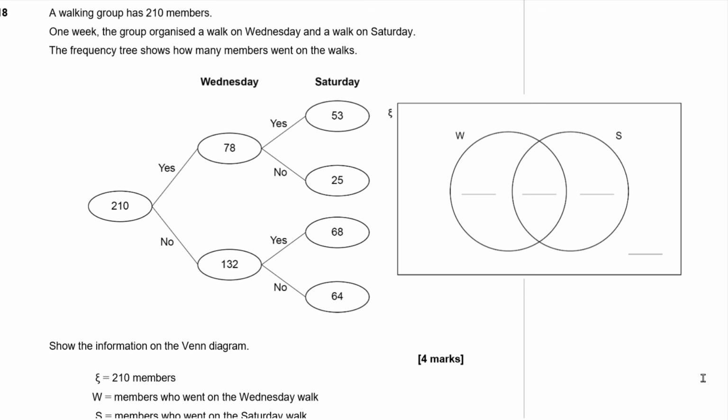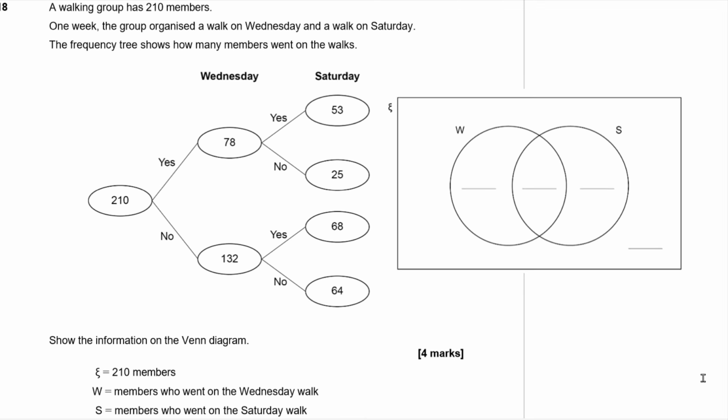And of those who went on Wednesday, some walked on Saturday, some didn't. And of the ones who didn't walk on Wednesday, some walked on Saturday, some didn't. Show the information on the Venn diagram. W is the members who went on the Wednesday walk, and S is the members who went on the Saturday walk. Now, some went on both, didn't they? I'm going to start with the ones who went on both.